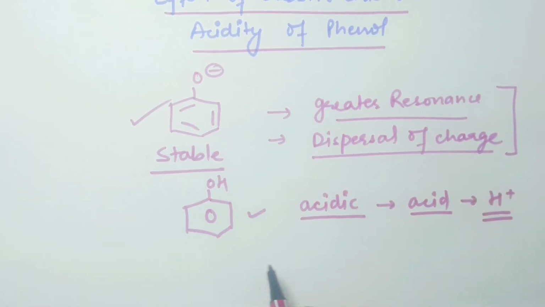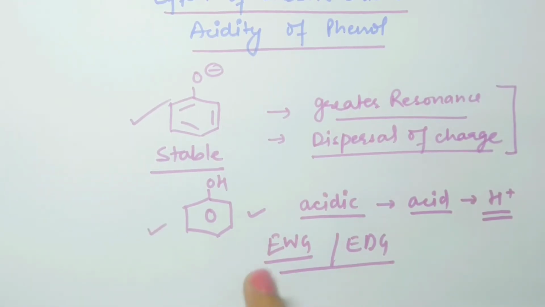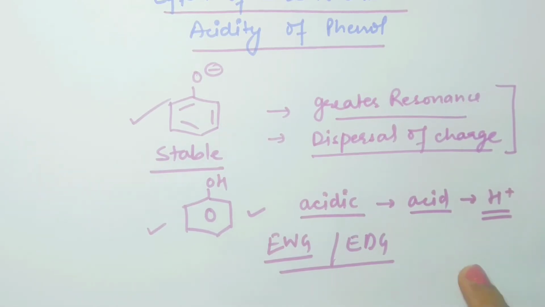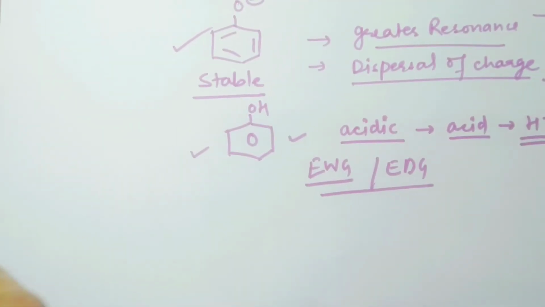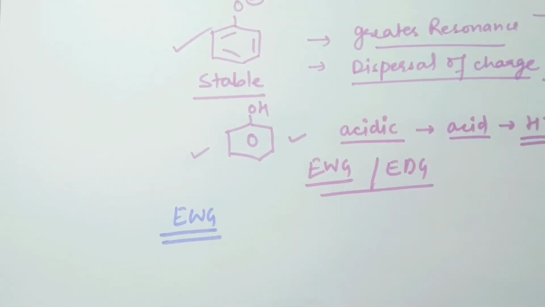That means when any electron withdrawing group or electron donating group is attached to this phenol, it will be a greater acid or it will be a weaker acid. We have to know about this. So we have to see whether this H positive release is easy or difficult. If it is easy, that means it is greater acidic in nature. If its ease is difficult, that means it is a weaker acid. So first we'll be taking the electron withdrawing group. How electron withdrawing group affects the acidic character of phenol.